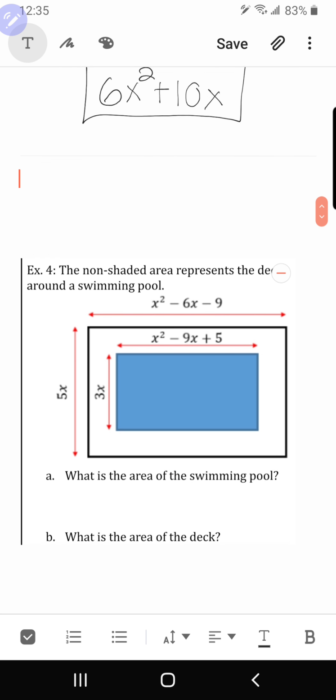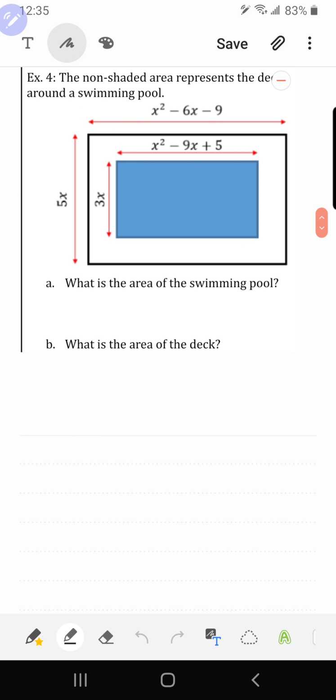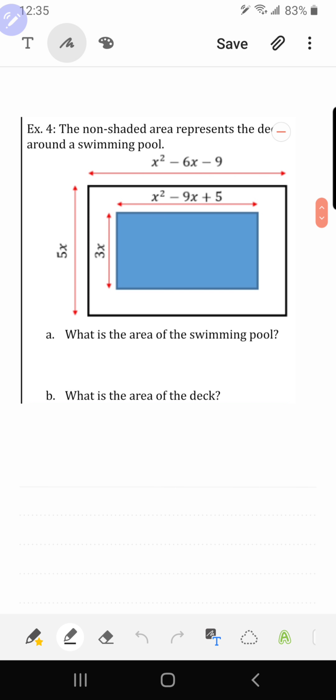Okay, the blue is my pool. It says, what is the area of the swimming pool? What is the area of the deck? The non-shaded area represents the deck around the swimming pool, so I want to find the area of just the deck by itself. I know I could find the area of the entire rectangle, but the pool's in the middle. So if I take out the pool, I can find the area of just the deck.